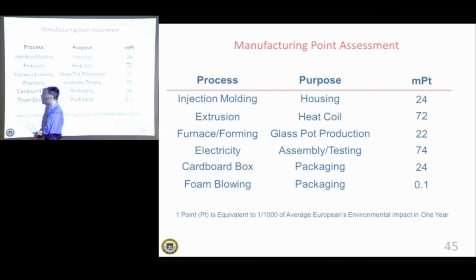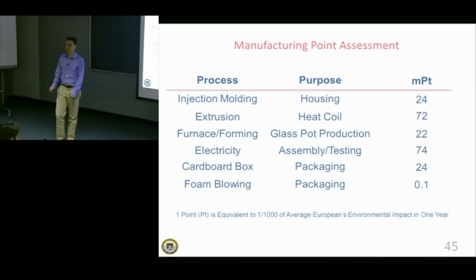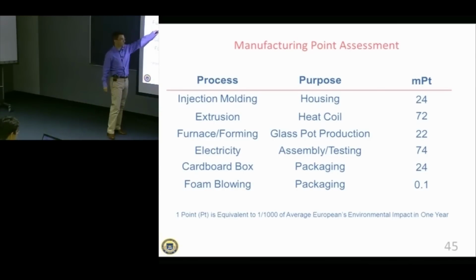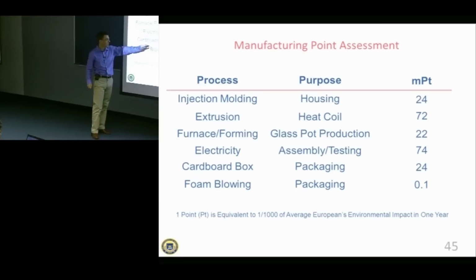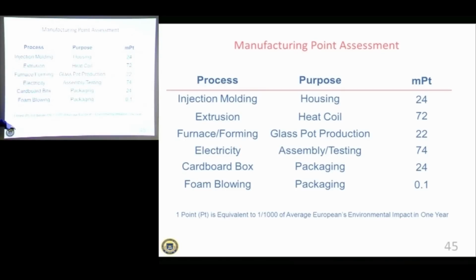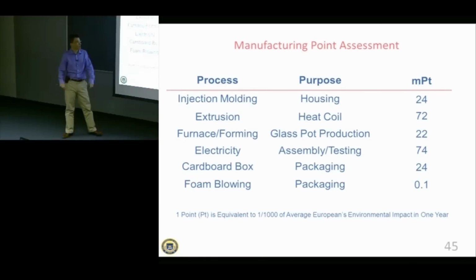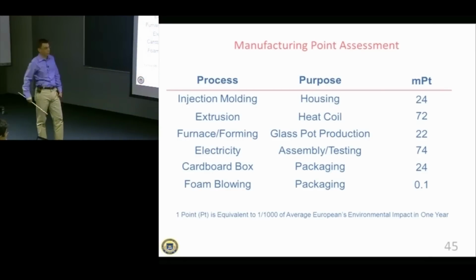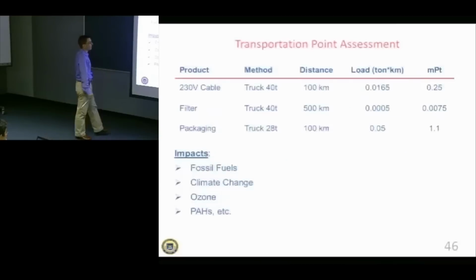We talk about the materials, we talk about the processes, we talk about injection molding, extrusion. We might have forming for the glass pot. We've got electricity used in assembly and testing. We've got packaging. We've got foam for the packaging also, so the coffee maker doesn't break. And you get a sense on the right-hand side of what some of the relative environmental impacts might be over the life cycle of this coffee pot.